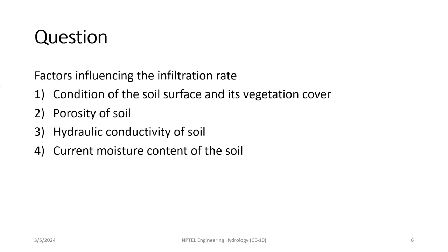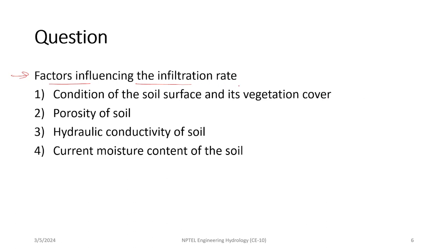Now the question is based on some theoretical aspect, we should have some idea regarding infiltration rate. So here it is asking what are the factors which can influence the infiltration rate. So think about the field kind of situation, and try to figure out what could be the possible options which can affect the infiltration rate.